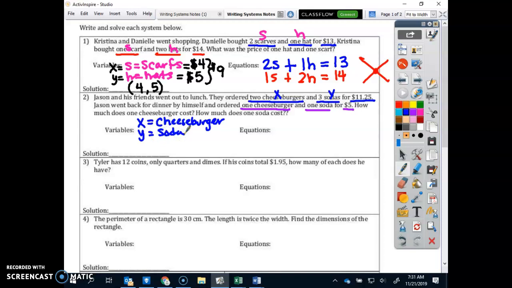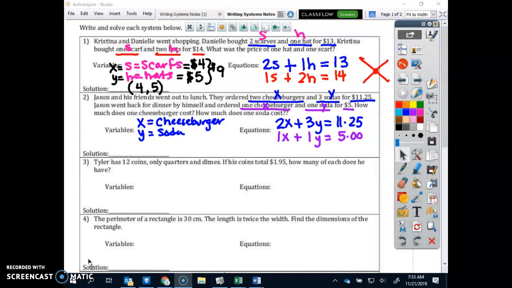Okay, so my first equation has 2x because it's 2 cheeseburgers. So 2x plus 3y, 3 sodas, equals $11.25. And then my second equation, 1x, because it's 1 cheeseburger, plus 1 soda, that's my y, equals $5. Okay, pretty simple. Let's go put that in decimals. Pause the video, put it in decimals. Go find out the solution, and then we can read the question, what it's asking.